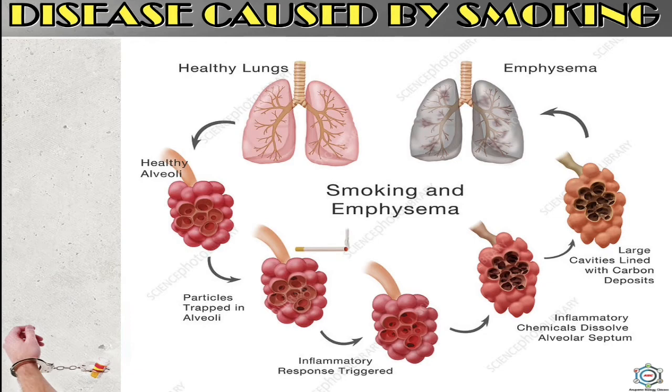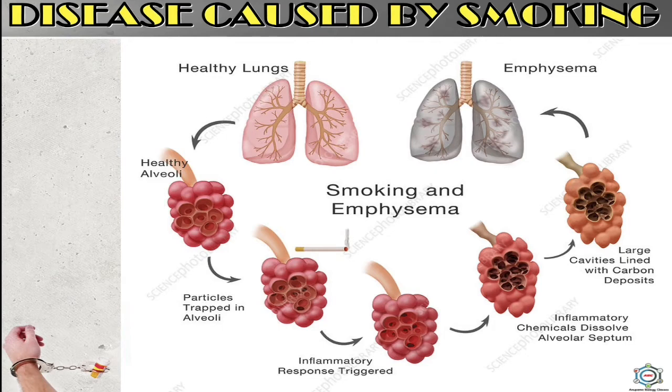In this picture you can see healthy lungs. After that, how does emphysema occur? In healthy lungs, with healthy alveoli, particles get trapped in alveoli, then an inflammatory response is triggered, then inflammatory chemicals dissolve the alveolar septum, leaving large cavities lined with carbon deposits. According to this, emphysema occurs. It may make the victim permanently short of breath. As the alveoli do not regenerate, emphysema is a very dangerous disease.